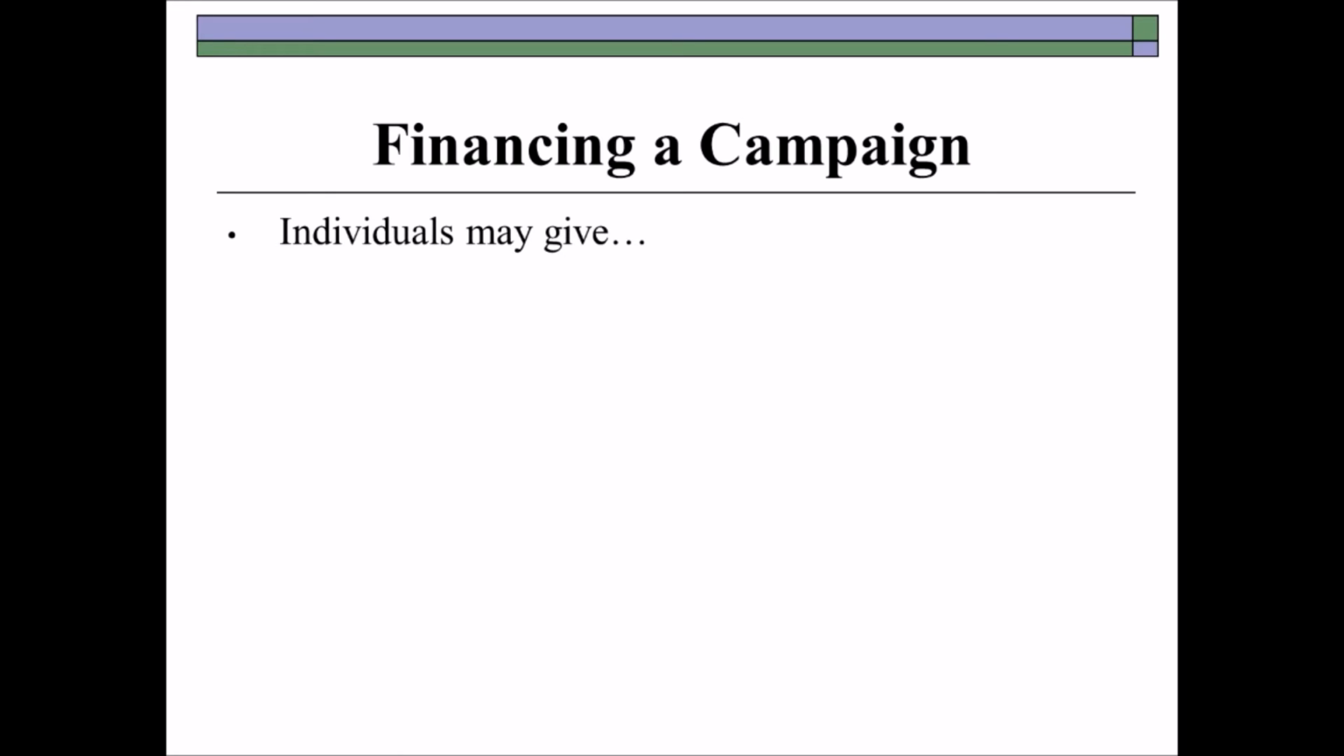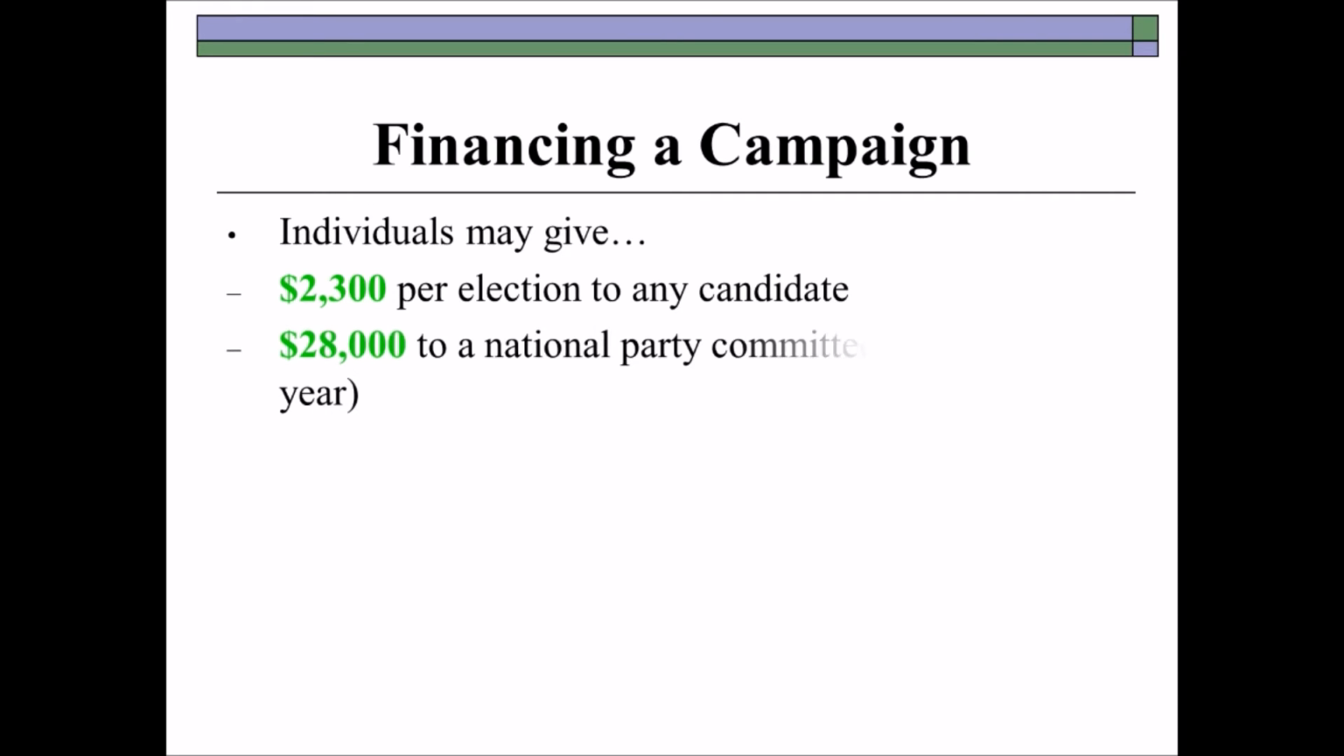Now, here are the rules. This is not in your notes, but it is good to know, just so you have the number amounts ready to go and know why these numbers are the way they are. Individuals can give $2,300 per election to any candidate. That also means you can give $2,300 to candidate A and candidate B, who is fighting candidate A. You can technically donate to both candidates if you want to, who are opposed to each other in an election. Nothing stopping you from doing that.